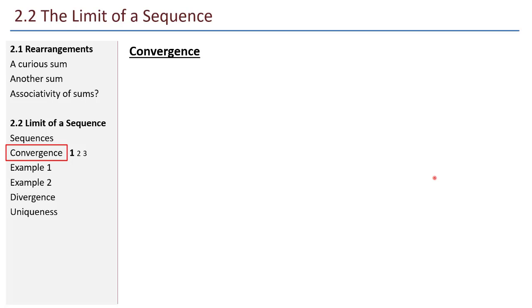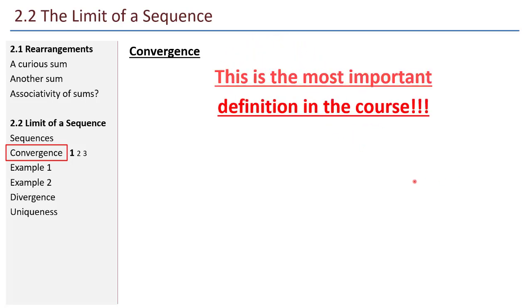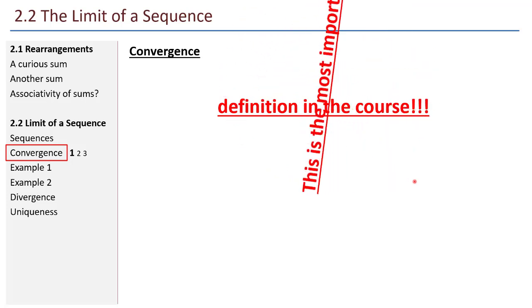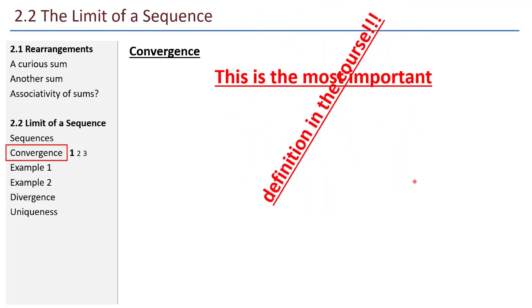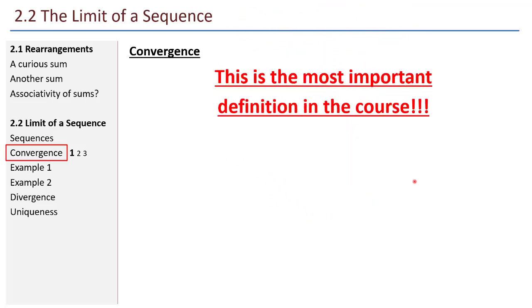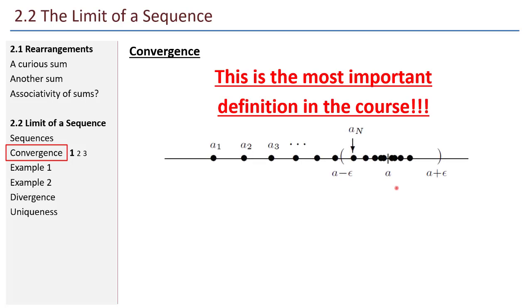Let's talk about convergence. This is the most important definition in the course. I hope I made my point clear. You should memorize this definition as soon as you can. Here's the idea. I'll lead up to the definition in a second. I have a sequence of numbers, a1, a2, a3, and so on, and I also have some particular number, a.